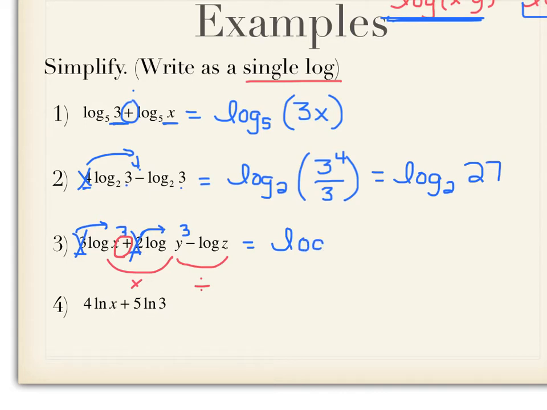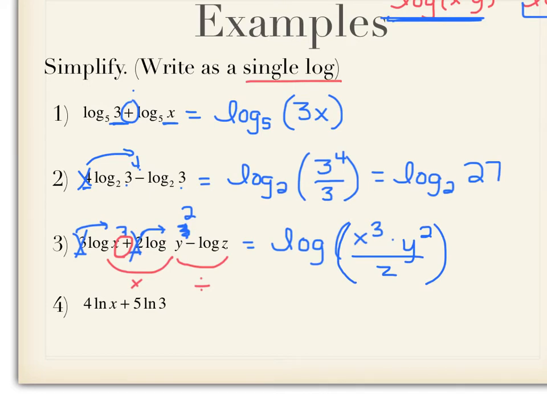Log of x to the 3rd times, oh, I made a mistake here. Threw me off for a second. This should have really been a 2 because this down here was a 2. Times y to the 2nd divided by z. So my parentheses should really go around that whole thing.